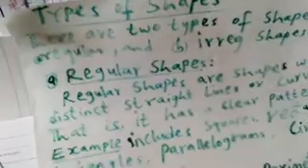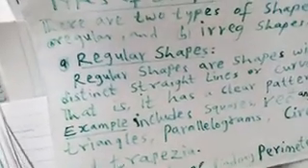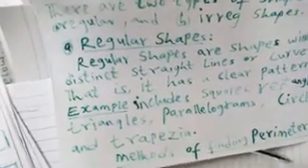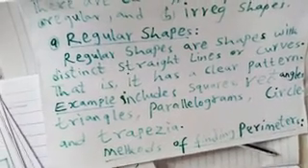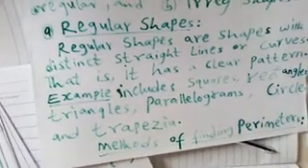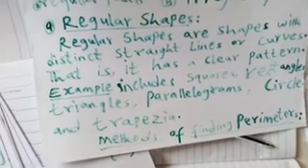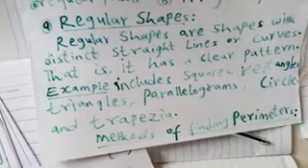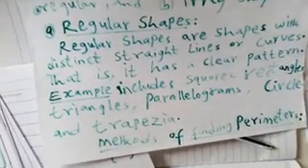Then look at the types of shapes. We have two types of shapes: regular and irregular shapes. Regular shapes are shapes with distinct straight lines or curves. That is, it has a clear pattern. Examples of regular shapes include squares, rectangles, triangles, parallelograms, circles, and trapezium.